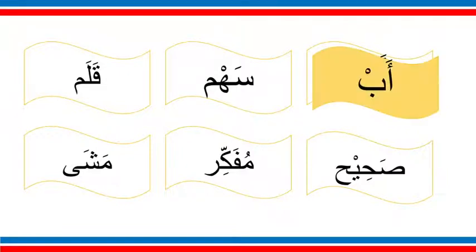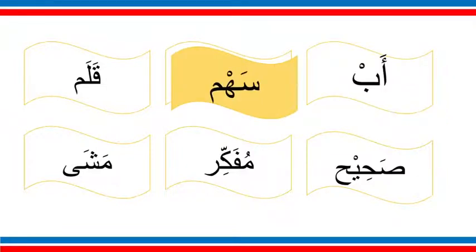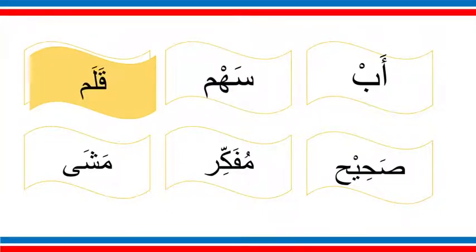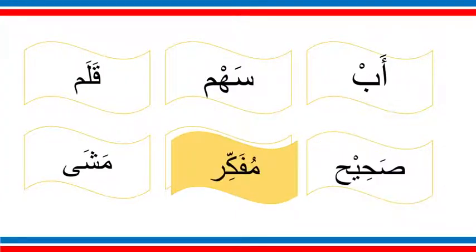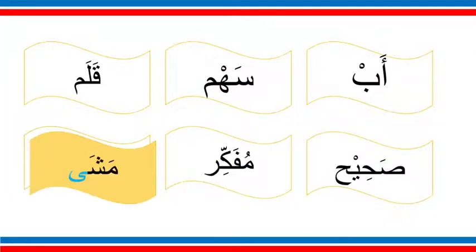First one is ab. Second one is sahm. Third one is qalam. Then we have صحيح. Then مفكر. Last one is مشى, masha. And notice that this one is not E because we don't have two dots.